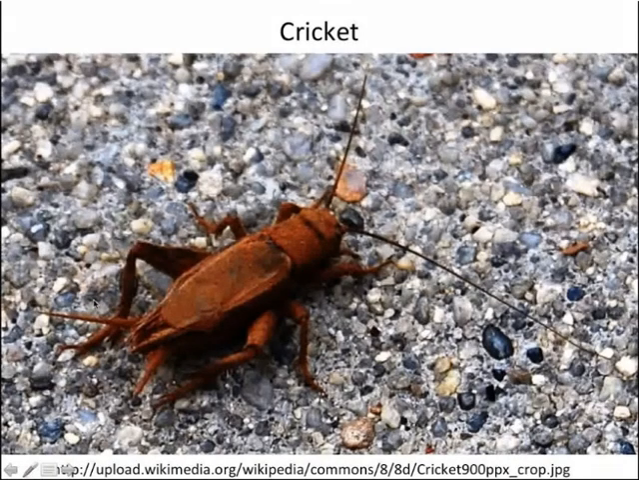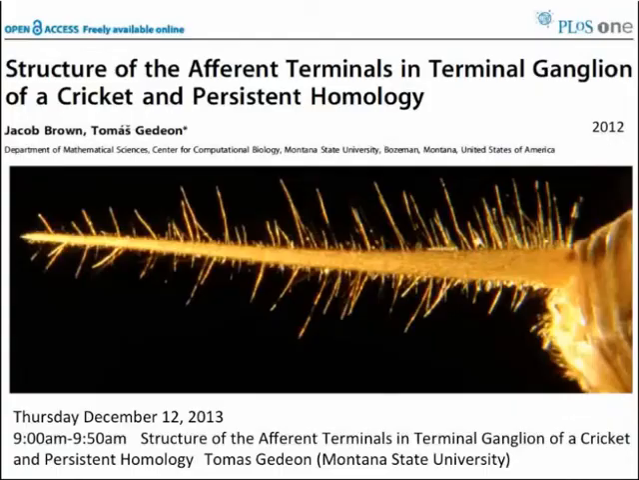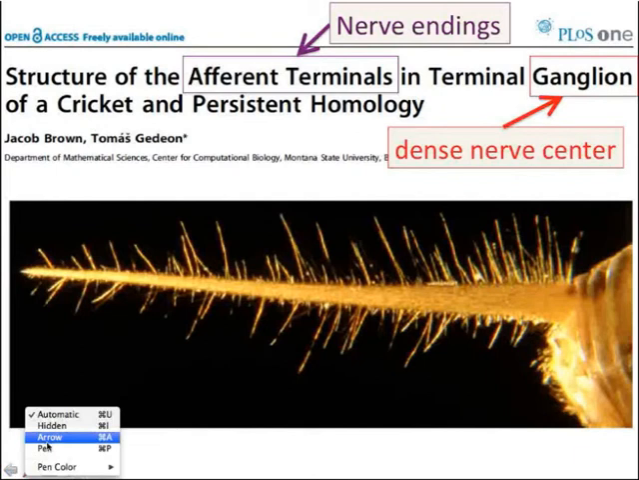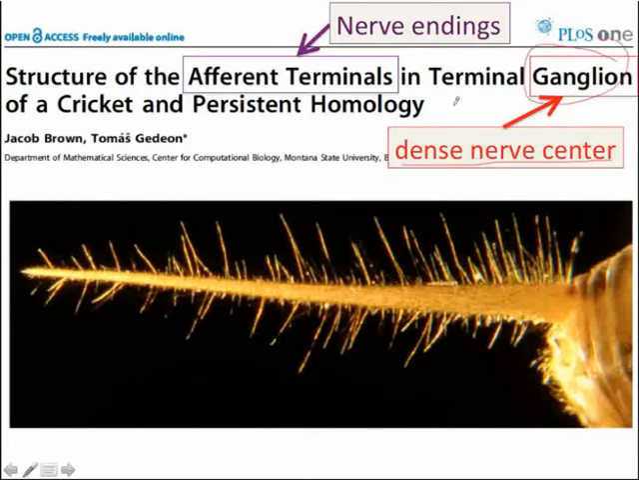Let us now discuss crickets in preparation of Gideon's talk on Thursday, December 12th at the IMA. What we're interested in now is nerve endings in the terminal ganglion of the cricket. A ganglion is just a dense nerve center. The terminal ganglion is just one that occurs near the end of the cricket.